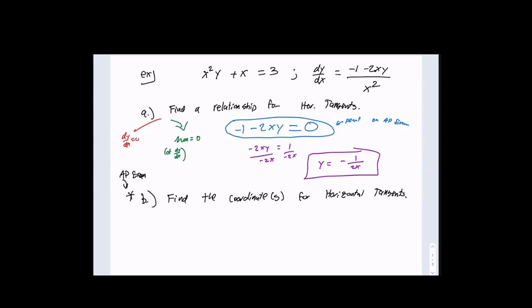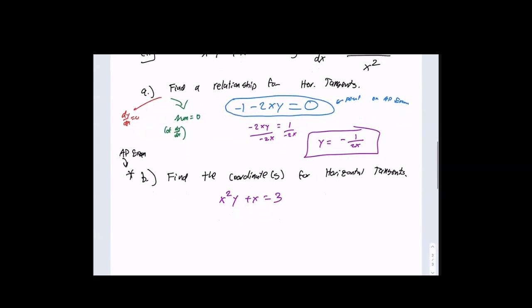Just told you what to do. Plug into the original function. What is the original function? Can you repeat the original function to me? Is it x squared y plus x equals 3? Okay, and when I plug it in, what is it going to look like?